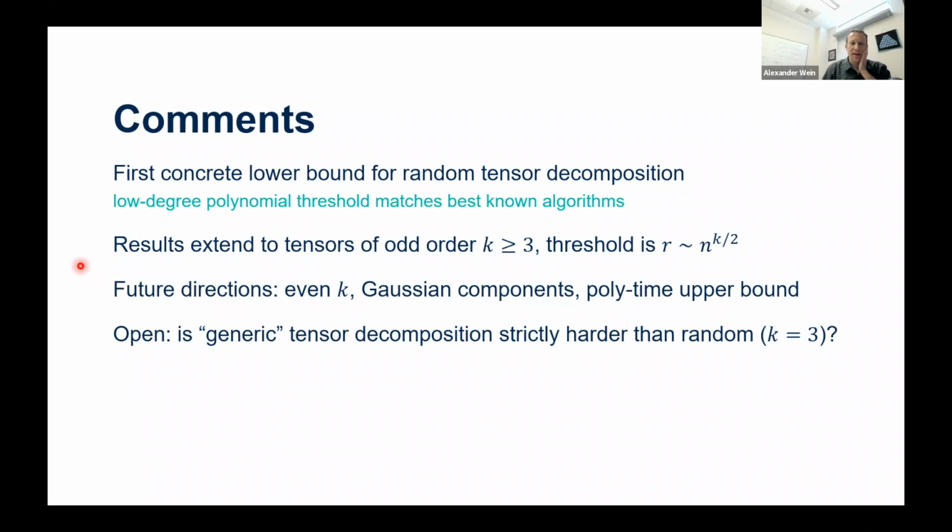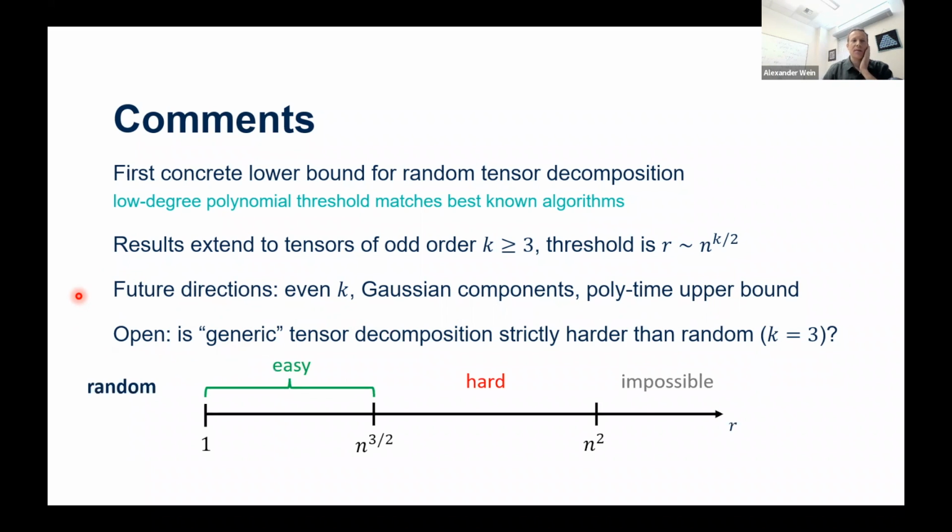And maybe these I expect should all be approachable using the same kinds of techniques. I think I'll just end by saying one open problem that I think is very interesting is about not random, but generic tensor decomposition. So I showed you that this was the situation for random tensor decomposition. We have this easy, hard, impossible phase.